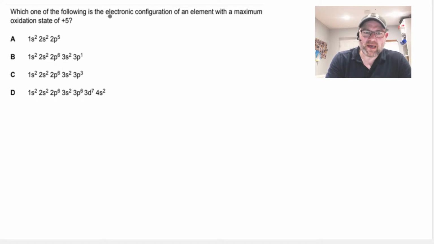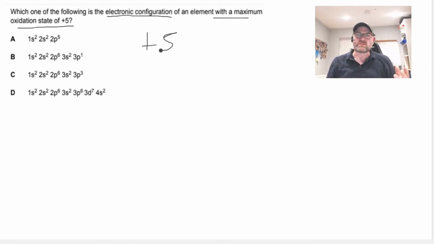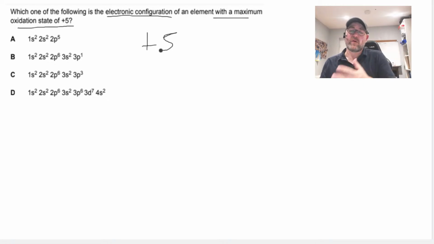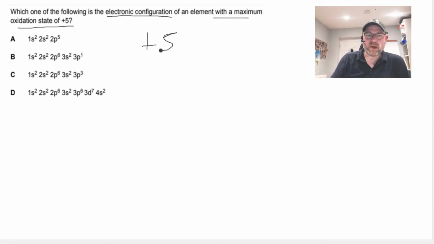Which of the following is the electronic configuration of an element with a maximum oxidation state of +5? You might say to yourself, what the hell's +5? What's oxidation state? When you form an ion, which one can, in theory, form a +5 ion? In theory, which one has 5 electrons in the outer shell that it can lose and therefore form a +5 ion? Yeah, you're absolutely right. And you might be sitting there going, how the hell has he worked that out?